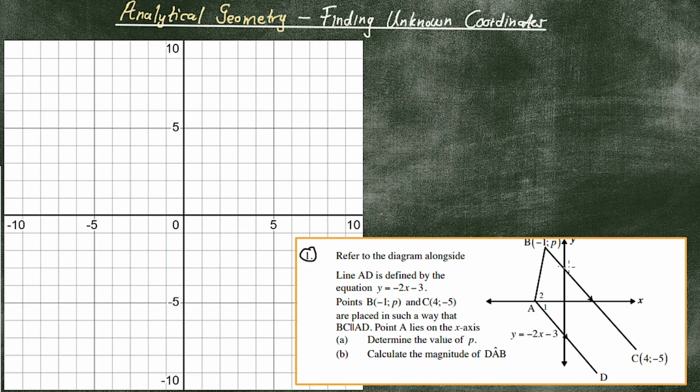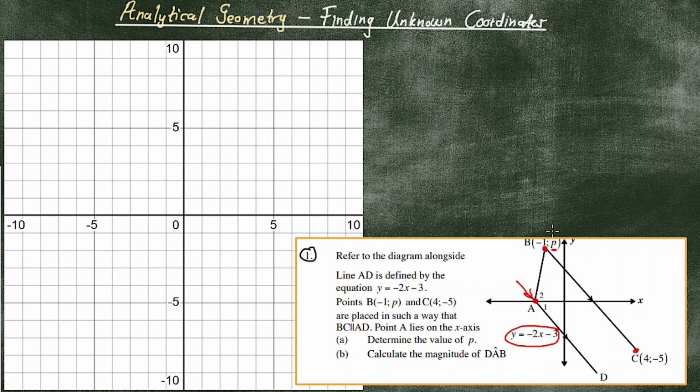they give you coordinates for B, and the y coordinate is unknown, right? So for point B, the y coordinate is unknown, but for C, we do have the coordinates. For A, we also don't have the coordinates, but that's easy to find. In the equation for that straight line, you're just going to find the x-intercept.